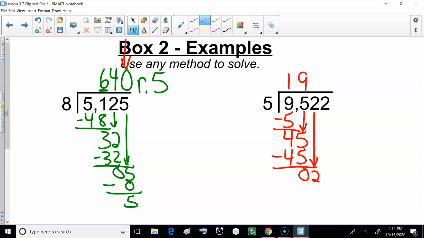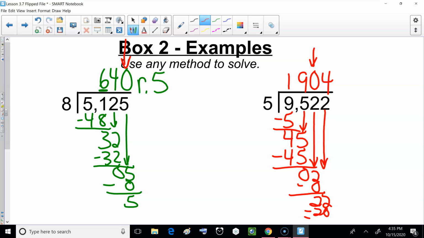So I brought down the 2, but I don't have enough, so I have to put a 0 in there. Because at this place value, I don't have enough 10s, so I put a 0 up in my 10s place. 0 times 5, I don't have to write, nothing changes. The most important thing is that you put this 0 in that place value before you do anything else.